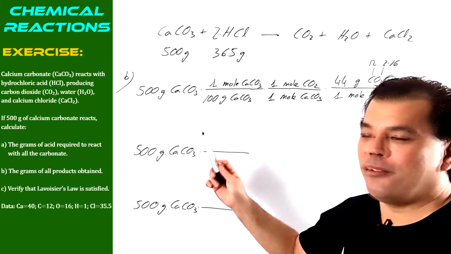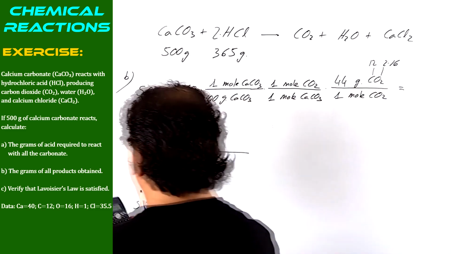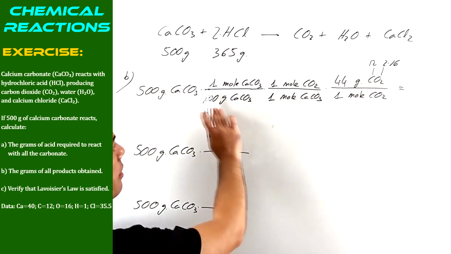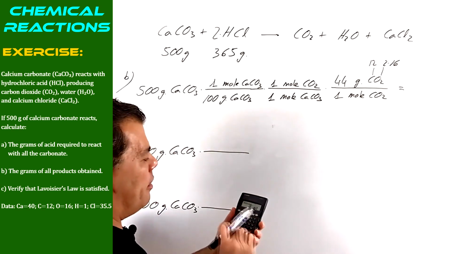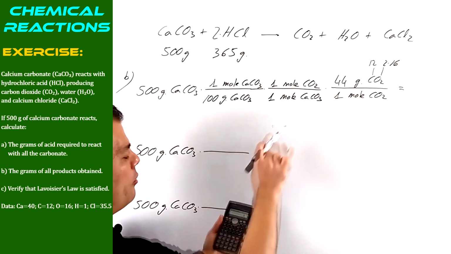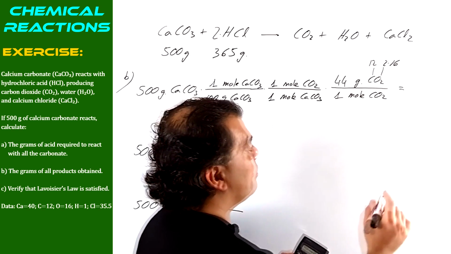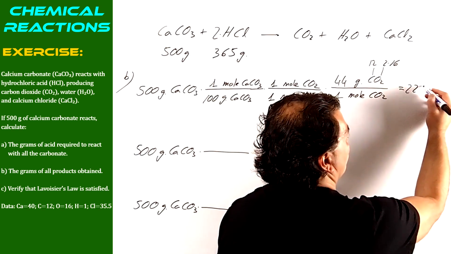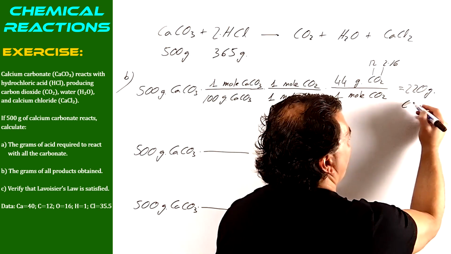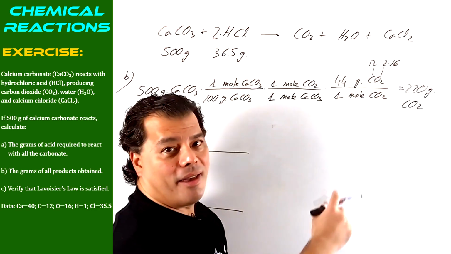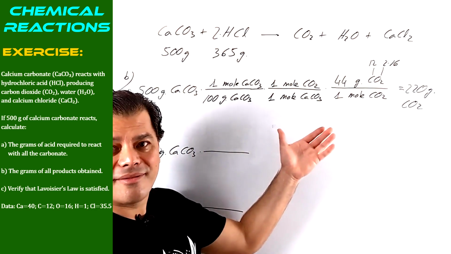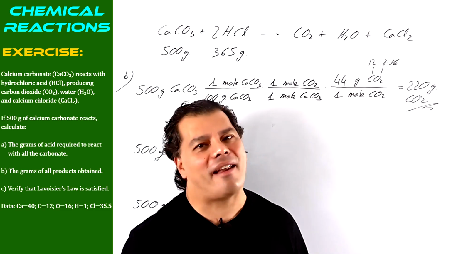And now it's time to put it in the calculator. Let's do it together. 500 multiplying 44 divided by 100. And it gives us 220 grams of carbon dioxide. Can you see how easy it is? You are doing your first stoichiometric calculations.